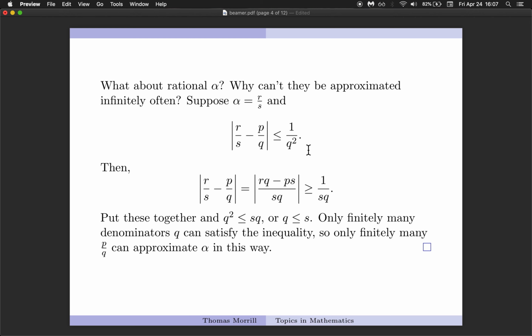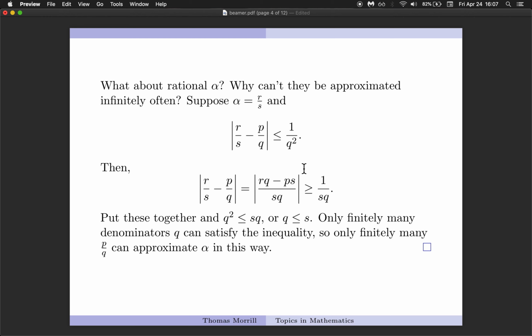If this is my upper bound here, you can imagine the 1 on sq being my lower bound here. If I put those together, this fraction has to be smaller than this fraction. That means that q squared has to be a smaller integer than s times q, or possibly equal to it, right? These are soft inequalities. Both of these have a q in them, so I can cancel that out. That means that q has to be less than or equal to s.